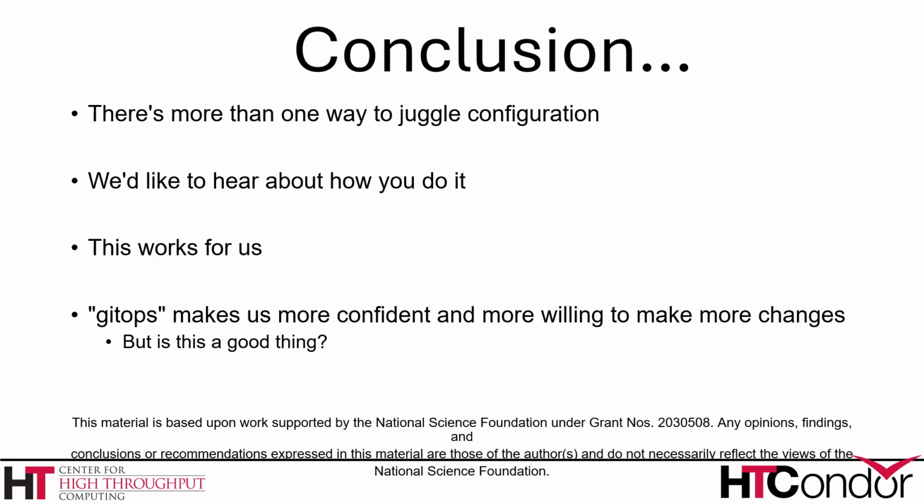So in conclusion, there is more than one way to juggle configuration files, and this is the way that works for the CHTC. We'd like to hear about how other people do this. Maybe there's other best practices. Maybe there's requirements that we don't see that would cause something else to work better for them. But gitops generally makes us more confident and more willing to make more changes. But maybe that's not a good thing.